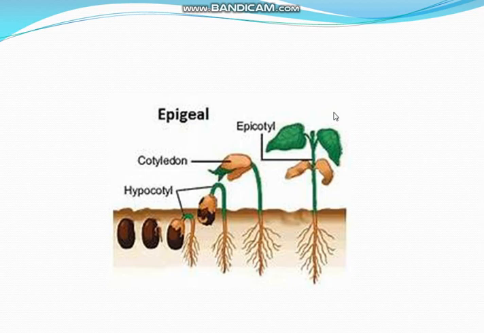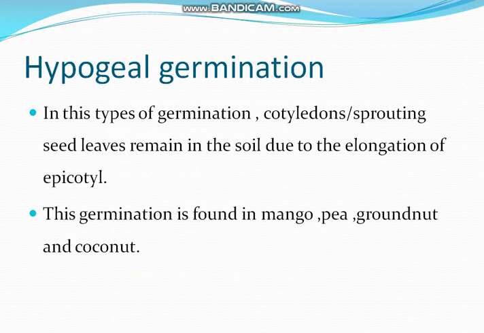Here is the epigeal germination. Here the seed, then the radicle coming outside, and this part is called the hypocotyl, and the cotyledon. Here this is the cotyledon that is above the soil. So that is called epigeal. Epi means above, and geal means soil, so that means above the soil. Here the cotyledon we can see above the soil. This type of germination we call epigeal germination.